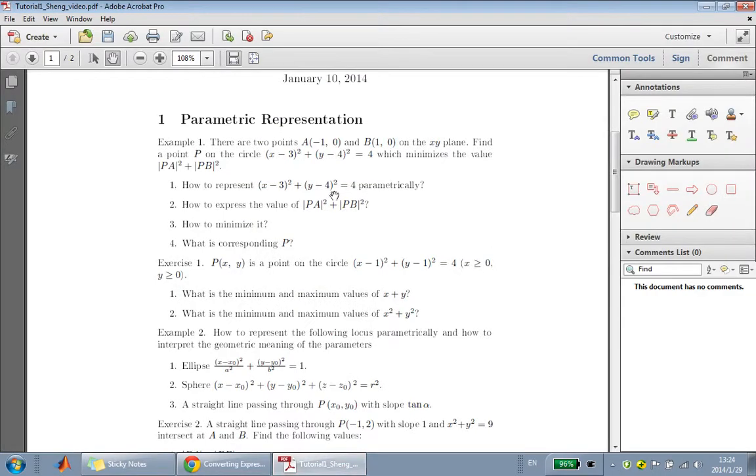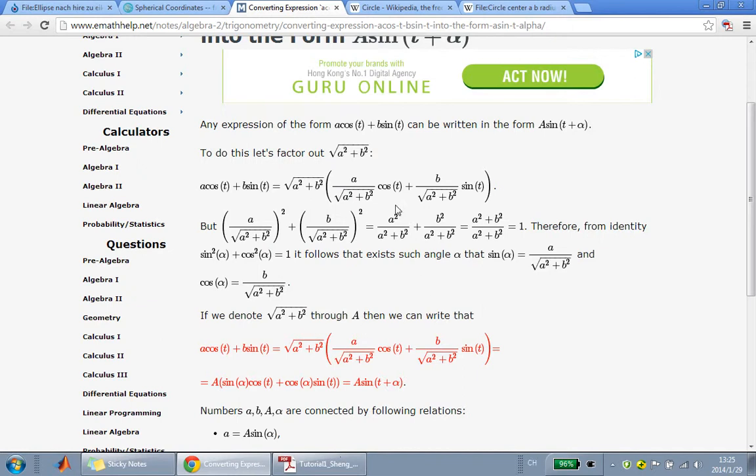Okay, here, because in this question, there's no constraint on the parameter t. And in the exercise 1, the constraint for x and y is that both x and y are larger than or equal to 0. Therefore, there will be some constraint on the parameter t. But again, if you know the domain of sine function, you can figure out the range of that function.